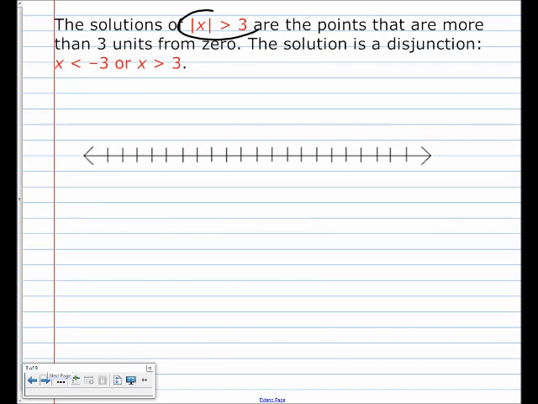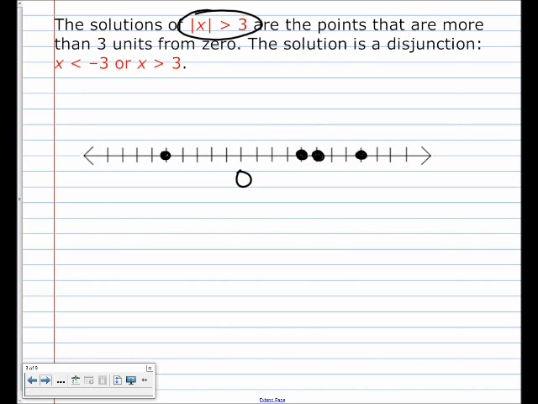Let's look at this one here. What are some values that would work for this? 4. So I put 0 here. 1, 2, 3, 4. 8. Yes? Negative 5. What's the absolute value of negative 5? Is 5 greater than 3? Yes. 5 would also work.